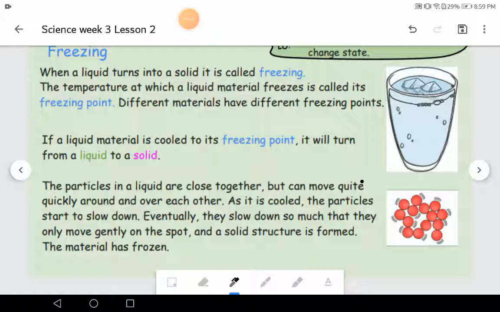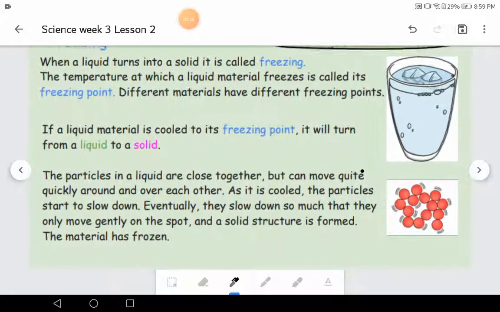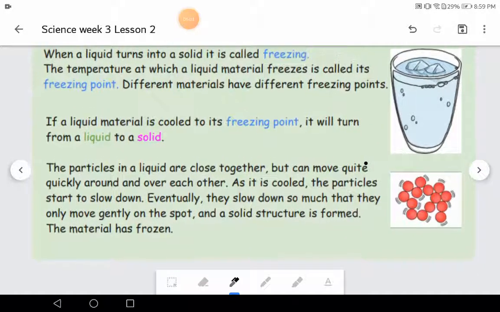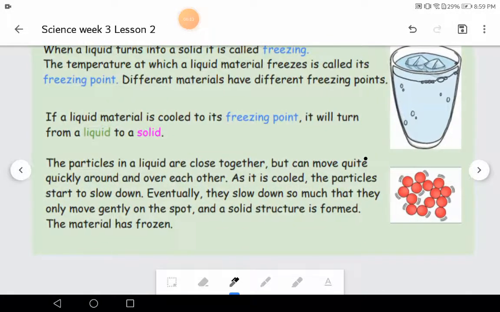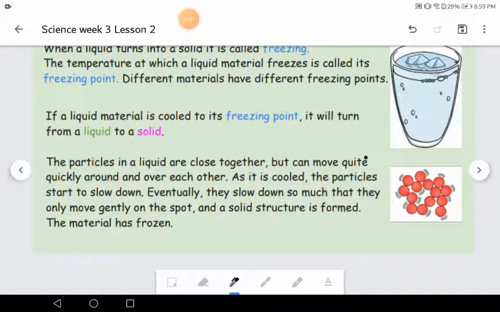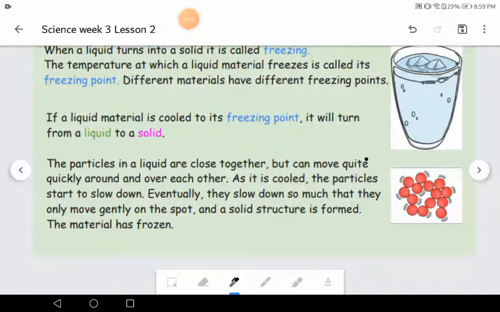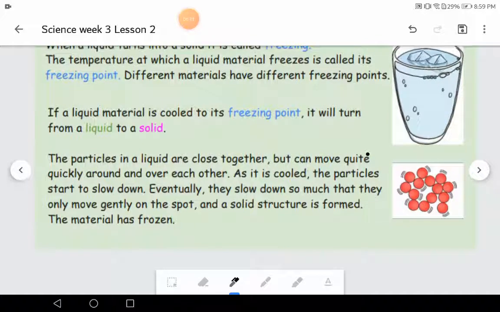So let's continue. The temperature at which a liquid material freezes is called the freezing point. Different materials have different freezing points. If a liquid material is cooled to its freezing point, it will turn from a liquid to a solid. The particles in a liquid are close together but can move quite quickly, really quickly. When they are moving around, they even get to move over each other.